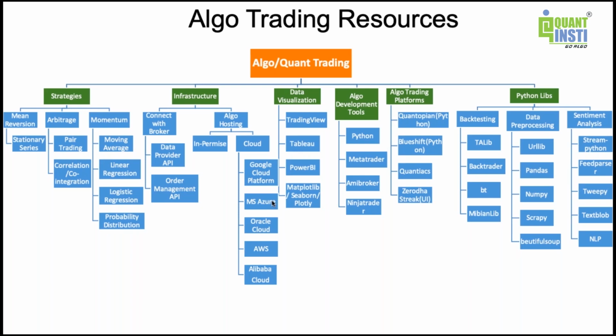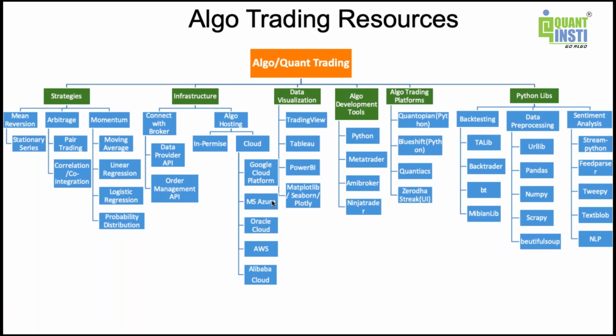So the first thing, which is most important, is strategies. What kind of strategies are required or can be used in algo trading? These are just samples, not a comprehensive list. Strategies can be divided into mean reversion strategy, arbitrage, or momentum. In mean reversion, generally it has to be performed on a stationary series. Arbitrage, as we have just discussed before, can be pair trading or can be based on correlation, co-integration. Momentum can be based on moving averages, linear regression, logistic regression, or probability distribution.